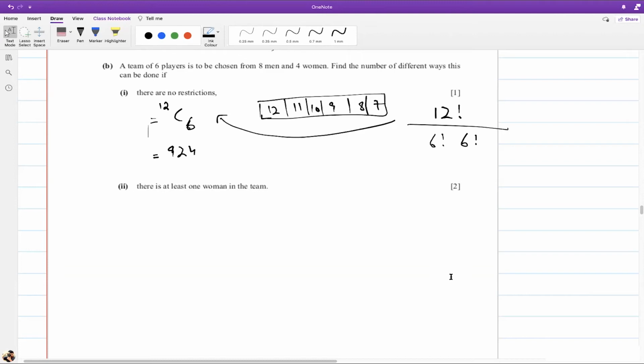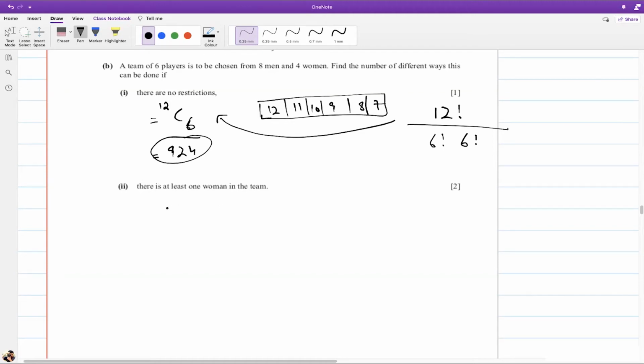But here's the thing, that is going to be quite long and not worth the 2 marks. There must be an easier way. So what if I did not choose a team where there were any women? How many teams out of these 924 have no women?